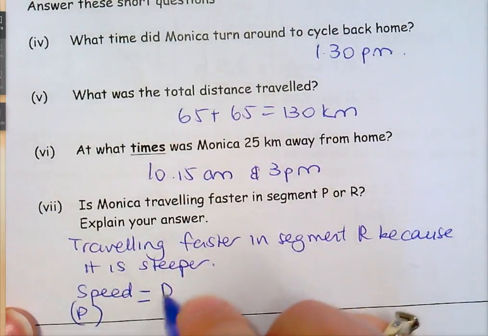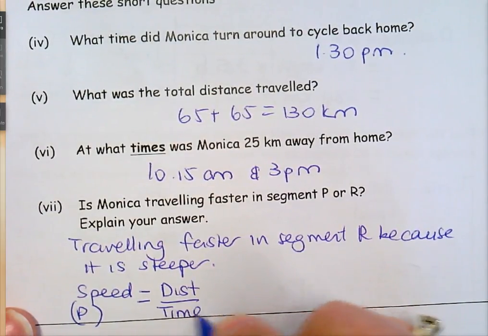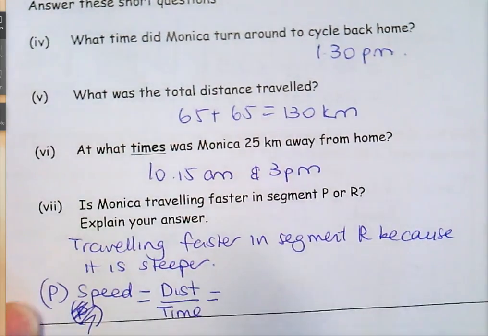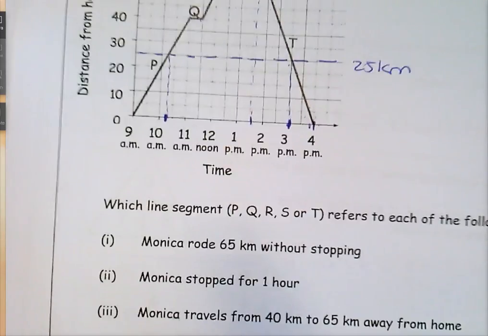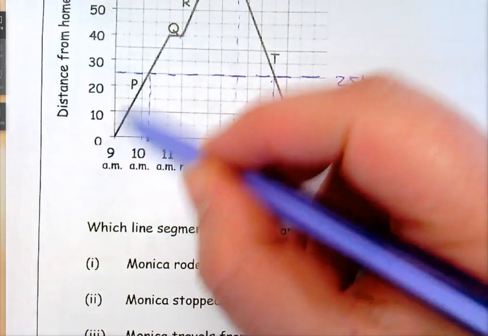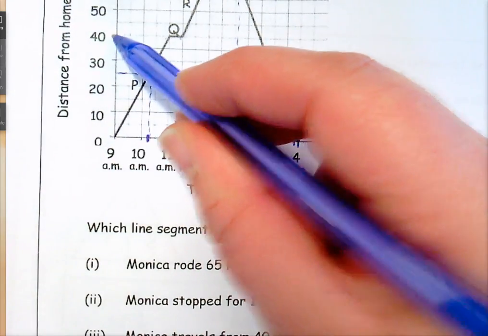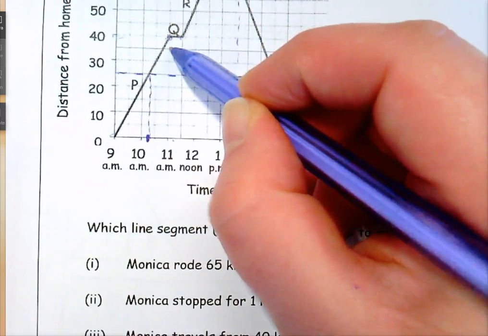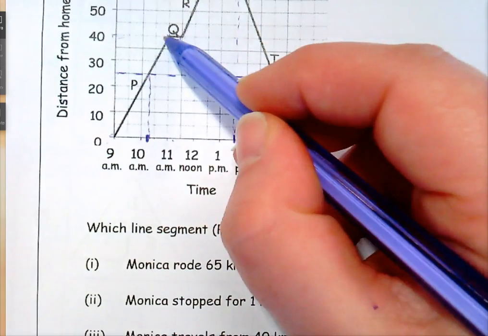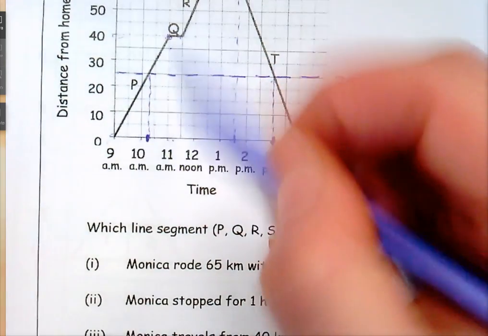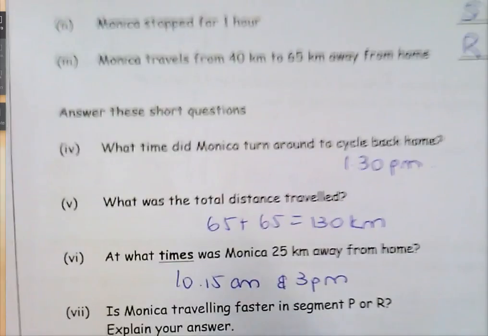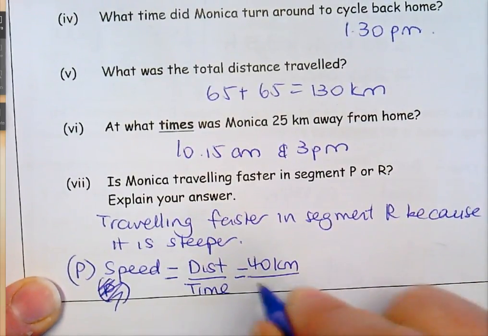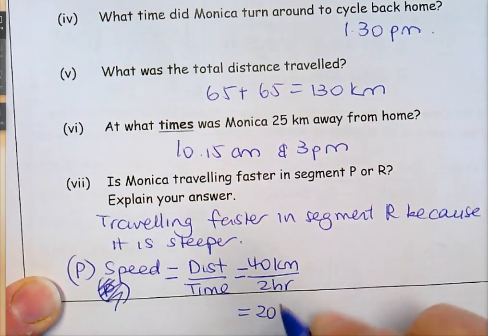Now, speed is distance over time. So I'm looking at section P, the speed. This is good practice. In section P we're travelling 40 kilometres and it's taking 2 hours to do it. We started at 9 and finished at 11. That took 2 hours. So section P, the speed is 40 kilometres over 2 hours, which is 20 kilometres per hour.